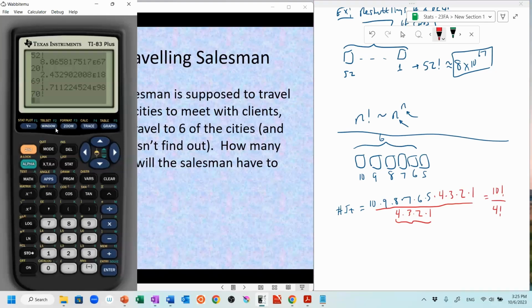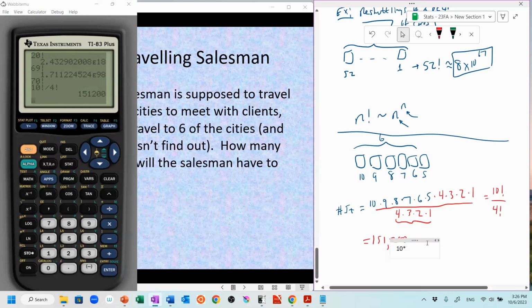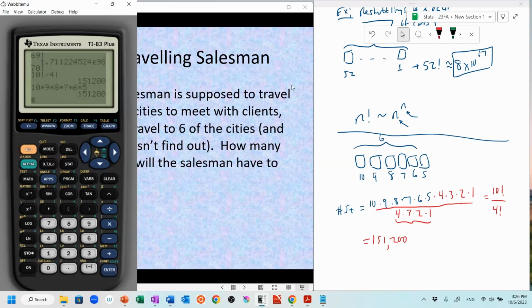So if I did 10 factorial divided by 4 factorial, I get 151,200. I could have also done 10 times 9 times 8 times 7 times 6 times 5. That would give me the same answer.